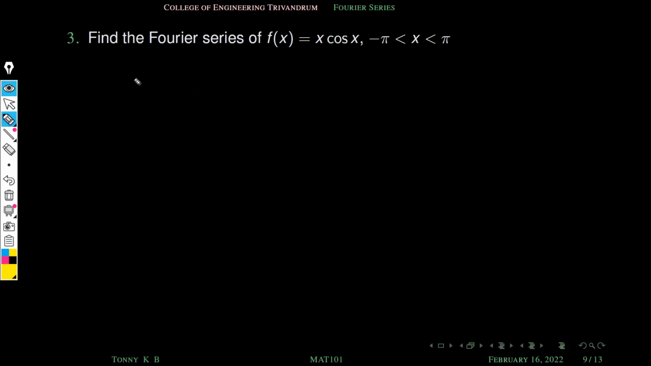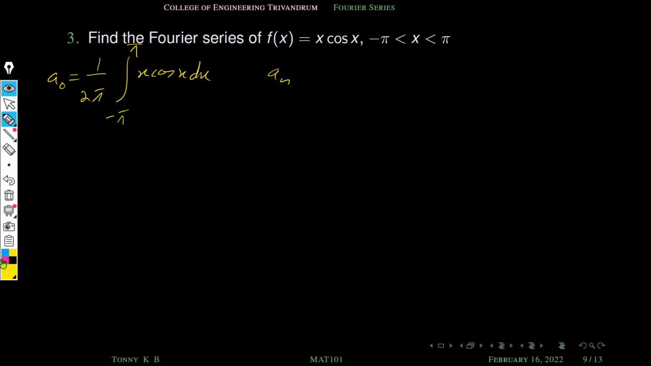Okay, next problem. Find the Fourier series of f of x equal to x cos x in the interval minus pi to plus pi. Okay, so what are a naught and an? a naught is 1 by 2 pi integral minus pi to plus pi f of x dx. Here f of x is x cos x, right?